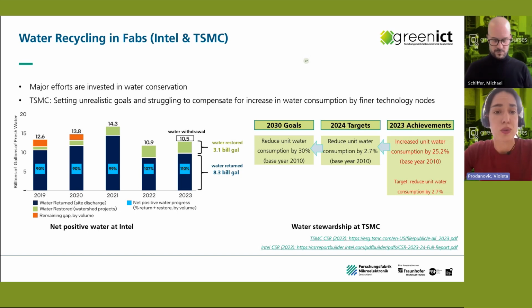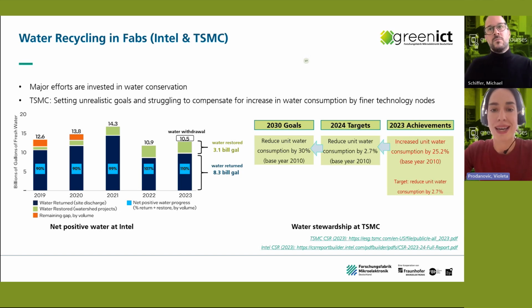So Intel seems to be doing a very good job in water recycling and being water net positive. Perhaps it has to do something with the locations of their manufacturing sites. They do report on a lot of community projects, for example, in Costa Rica. Maybe it's easier to implement these kind of projects in such regions over the world.